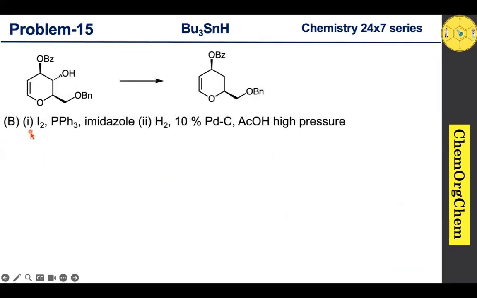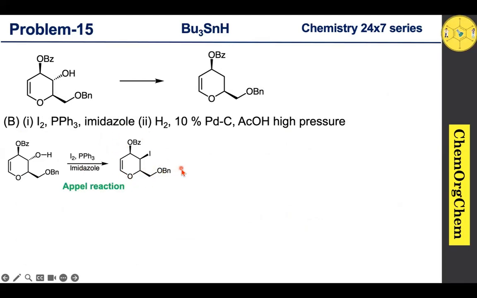The second reaction condition uses iodine, PPh3 and imidazole. When we use this reaction condition, it produces the corresponding iodinated product by the Appel reaction. In the second step, it reacts with hydrogenation under palladium charcoal conditions. Now you see under palladium charcoal hydrogenation, this double bond is also reduced, this iodo group is also reduced, as well as this deprotection also takes place to produce this corresponding product. However, this is not exactly the correct product for this question.